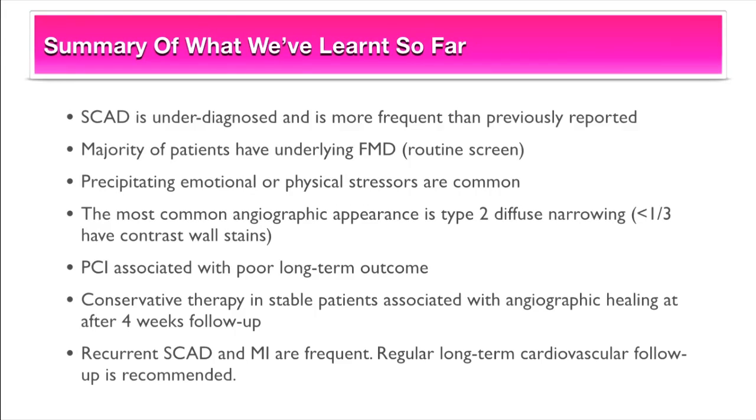So in summary, what have we learned so far? SCAD is clearly underdiagnosed and a lot more frequent than previously reported. The majority of patients have underlying FMD, which requires routine screening. Precipitating emotional or physical stressors are common. The most common angiographic appearance is a long diffuse narrowing, which is classified as type 2. Less than a third have these pathognomonic contrast wall stains.